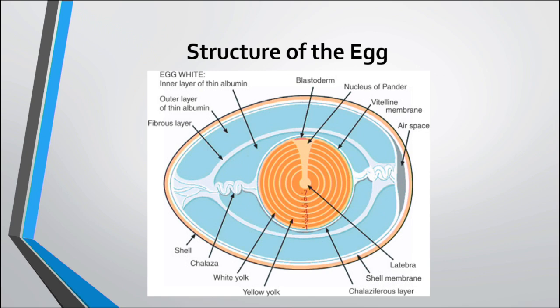Then the egg yolk. The egg white is covered by the vitelline membrane. Between the egg white and the egg shell, at one edge there is a place called the air space. Then the egg yolk is connected with the egg shell through the egg white, which is called the chalaza.